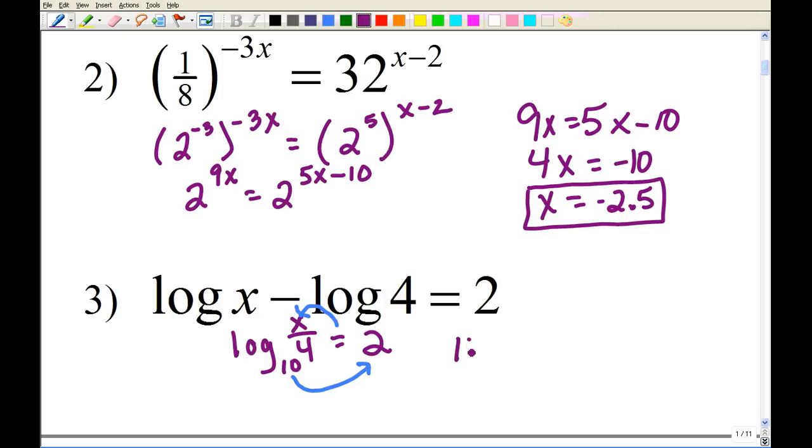So I will have 10 squared equals x over 4. Well, 10 squared is 100. So I have 100 equals x divided by 4. Therefore, x will equal 400.